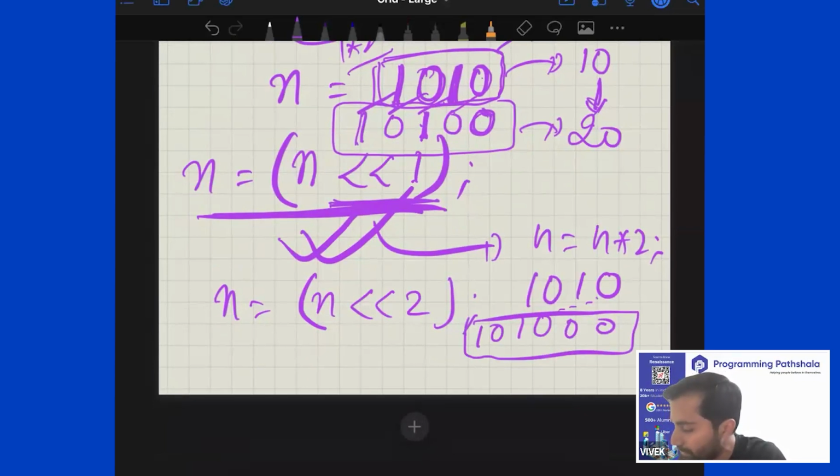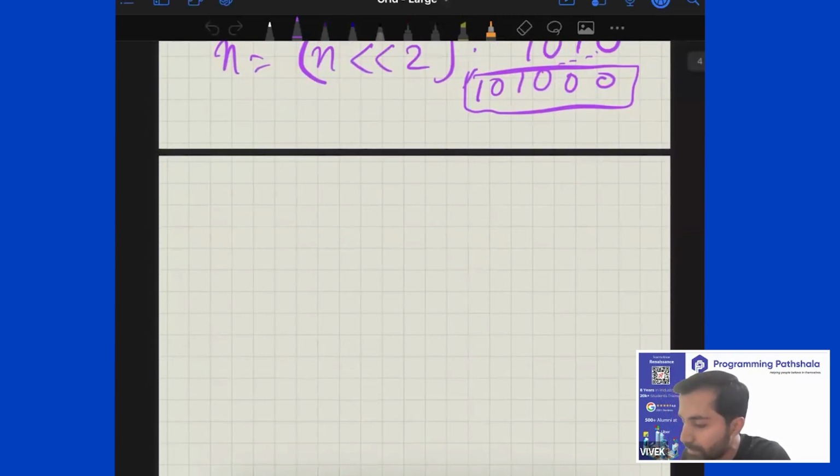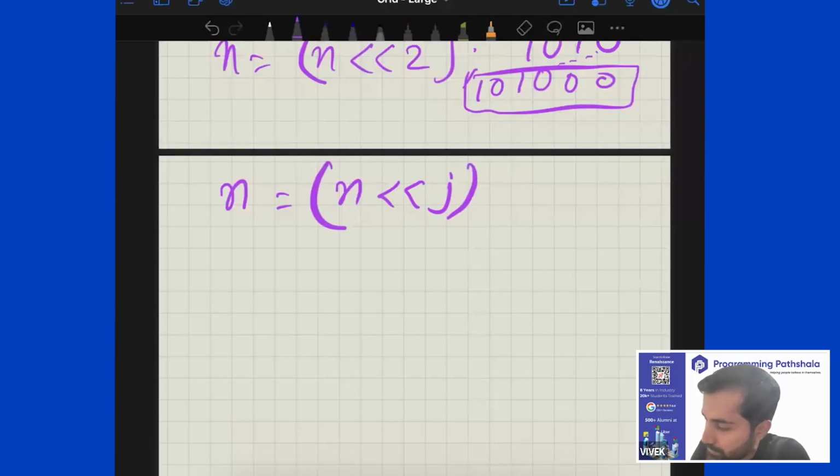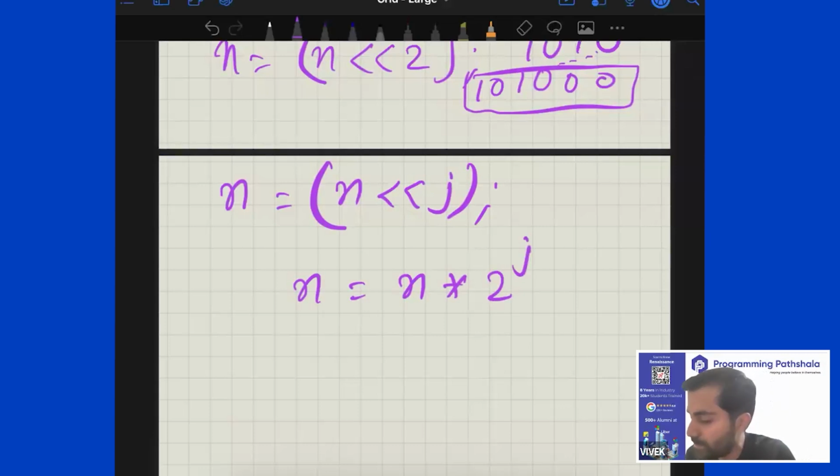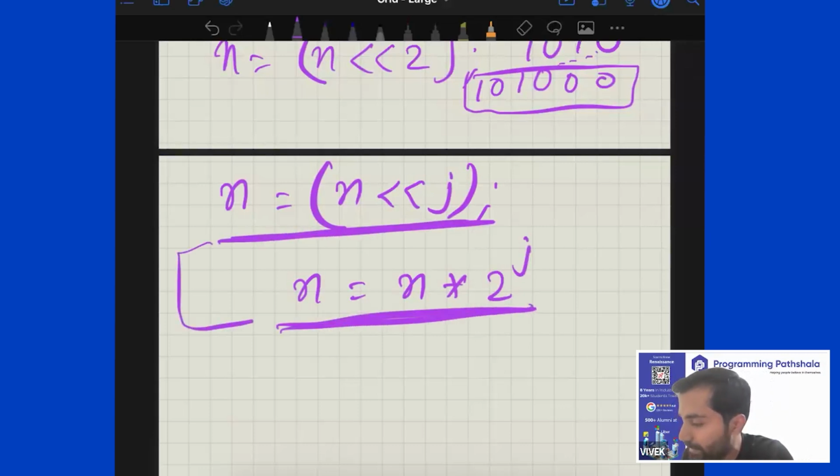So it basically means that if there is a number n which I happen to left shift by j units, then that number n actually becomes n multiplied by 2 raised to the power j. So both of these statements are equivalent. And this is the purpose of left shift.